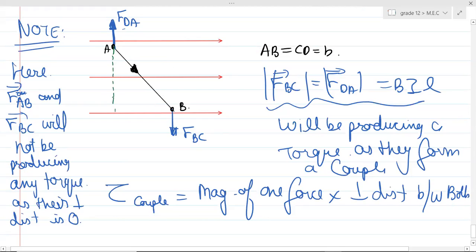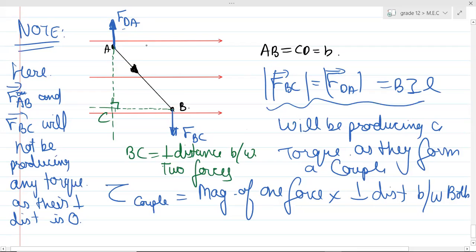So can you see, guys, this is the direction of the force produced. What will be the perpendicular distance between the two forces? Will this be the perpendicular distance? Let's say this is C. Here, B sine theta. Yes, perfect.